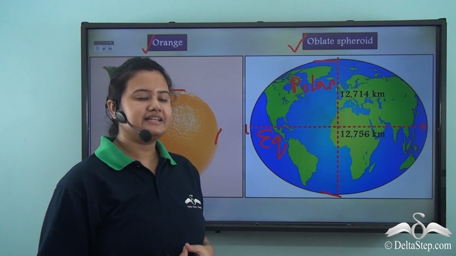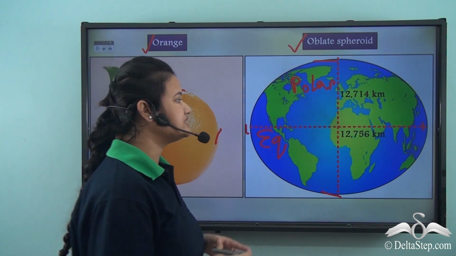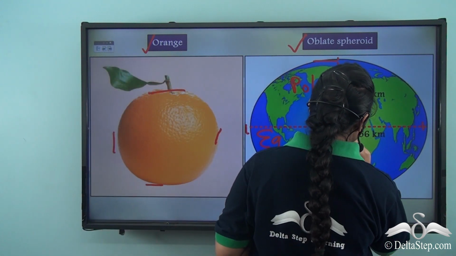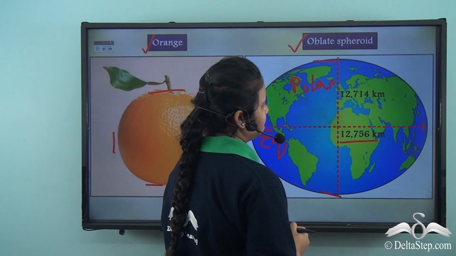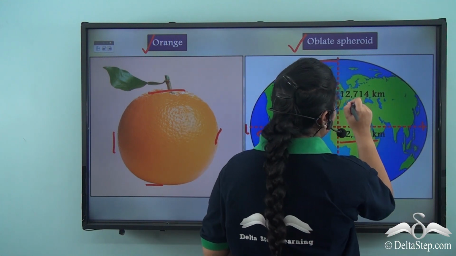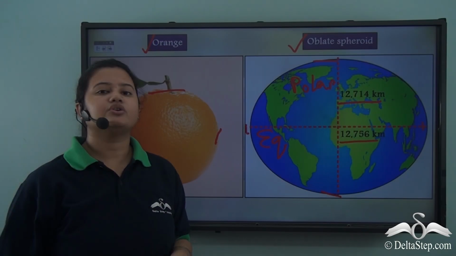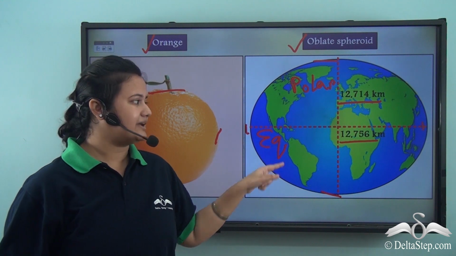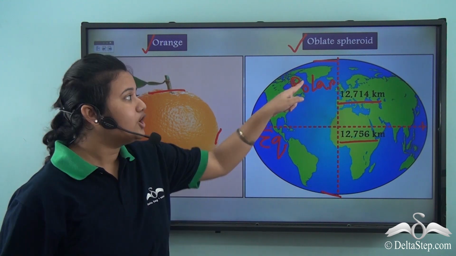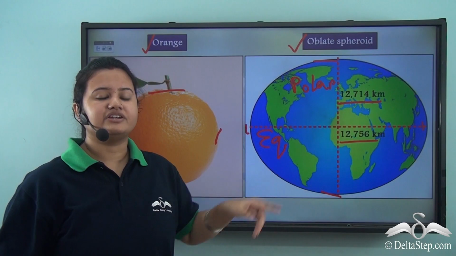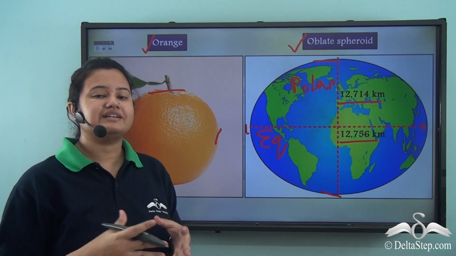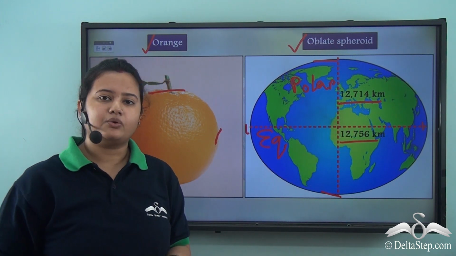Well, here we can see that the equatorial diameter is 12,756 kilometer and the polar diameter is 12,714 kilometer. So here we find that the equatorial diameter is slightly greater than the polar diameter, and these figures indicate that our Earth is slightly bulged at the equator.